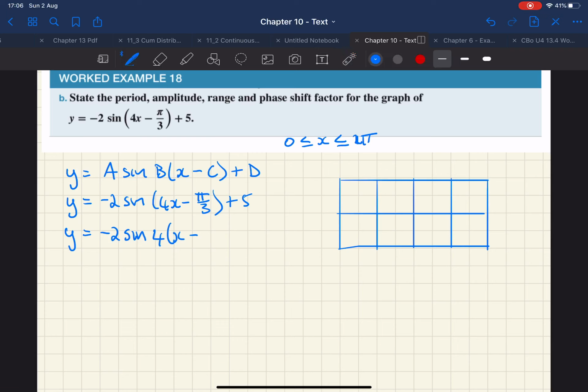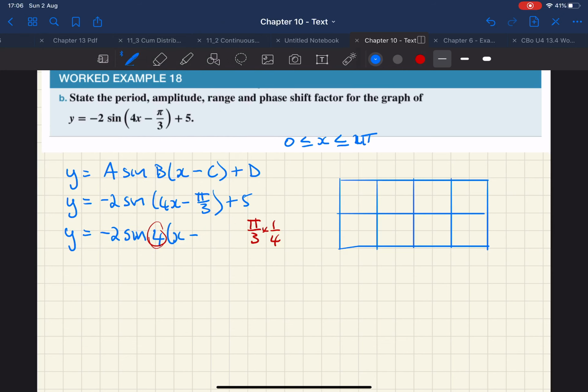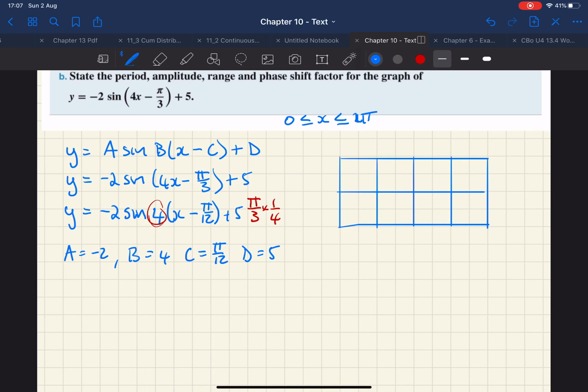I'm going to change colors here and show you how I do that. I say π/3, and because I'm multiplying by 4, I divide by 4 inside to cancel it out, and that gives me π/12. So that gives me x − π/12, plus 5. Now I can see that a equals −2, b equals 4, c equals π/12, and d stays plus 5. d equals 5. Right, so I've identified all the values.